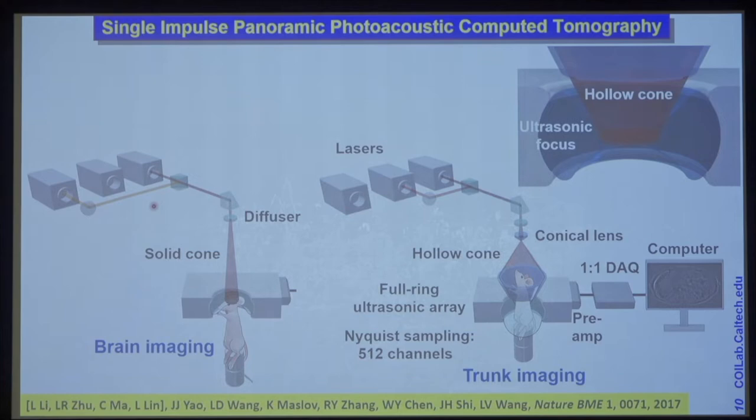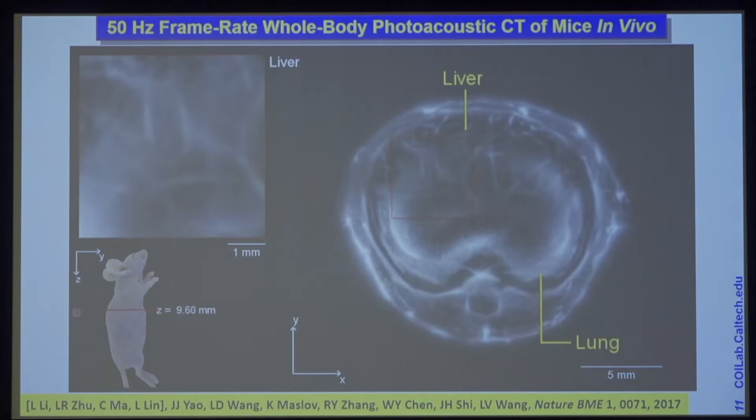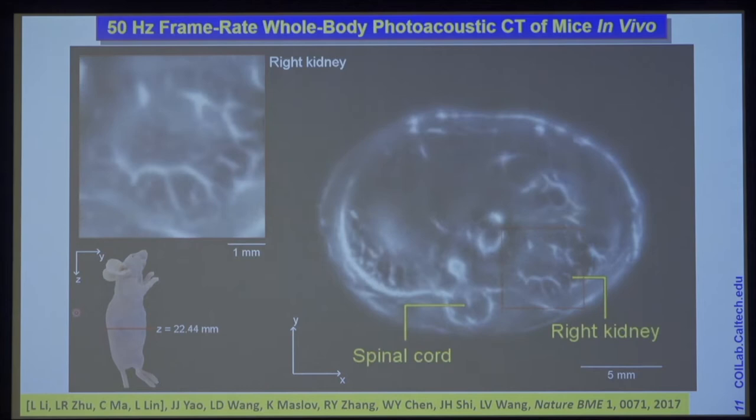Just to give you an example, we're imaging the trunk of this animal. The red line shows the current cross-section being imaged. We fire the laser at 50 hertz pulse repetition rate. That means we have a 50 hertz frame rate. But you can fire up to even kilohertz. Your system can respond to that. So this is an extremely fast technology.